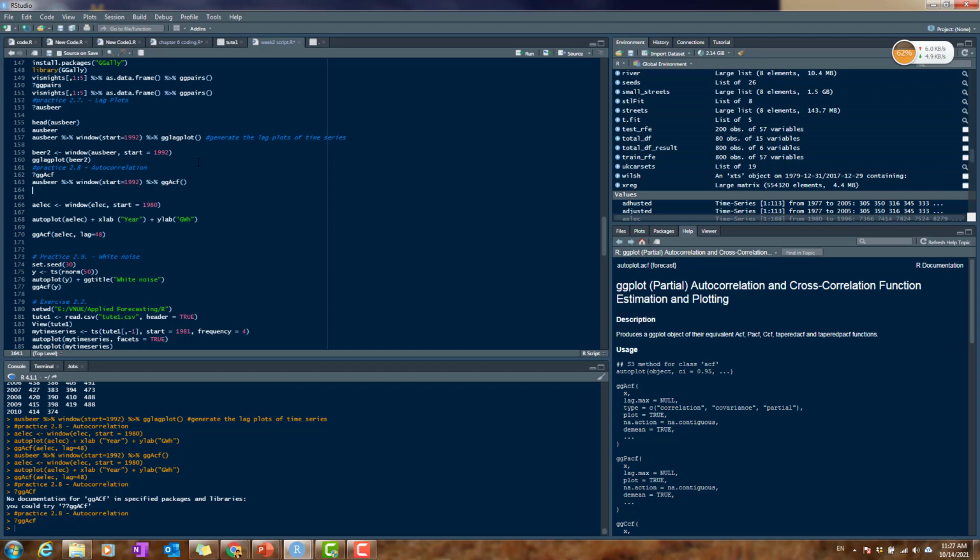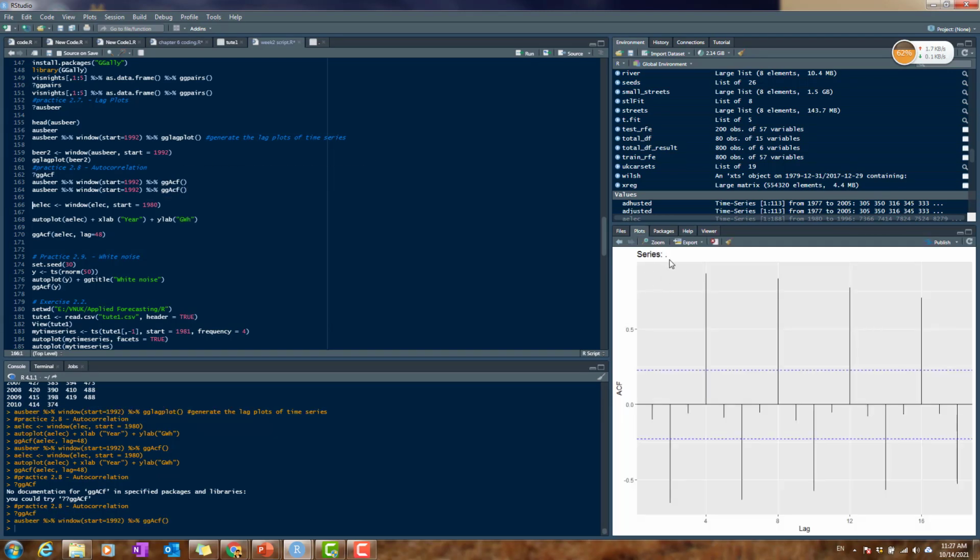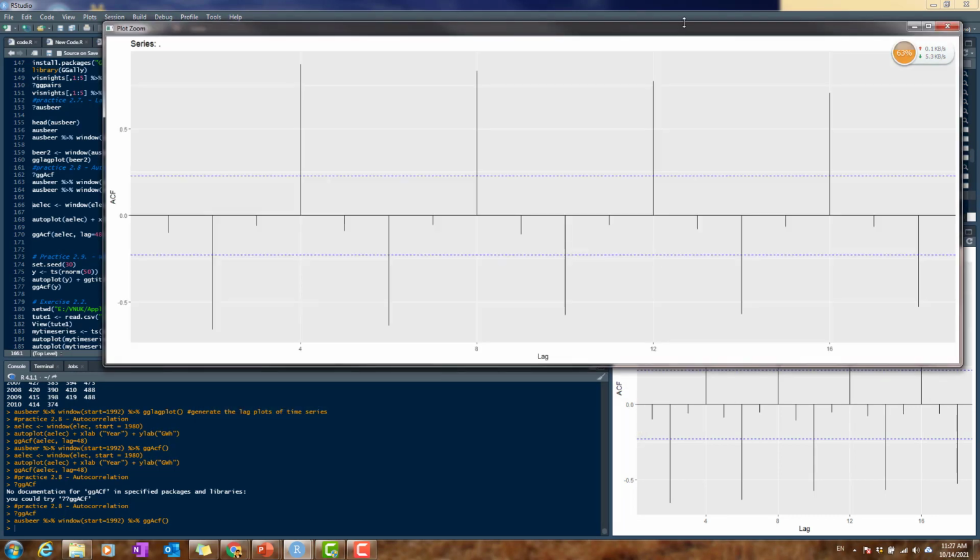We're going to do it with the ausbeer data one more time, and I just want to use the window starting from 1992. I don't want to make it complicated, so now I apply the ggAcf function. Okay, let's go and check it. This is the function generating the graph, and here it is.